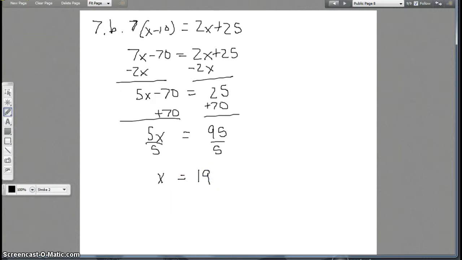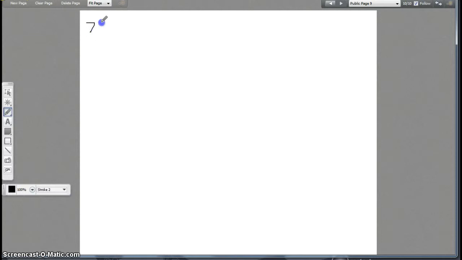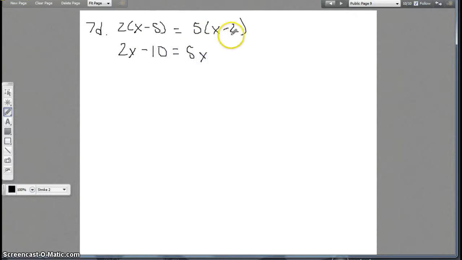Okay, let's look at another part. We're going to skip down to part D. 7D says 2 times x minus 5 is equal to 5 times x minus 2. First thing we have to do here is multiply out both sides. 2 times x is 2x. 2 times negative 5 is negative 10. 5 times x is 5x. 5 times negative 2 is negative 10.